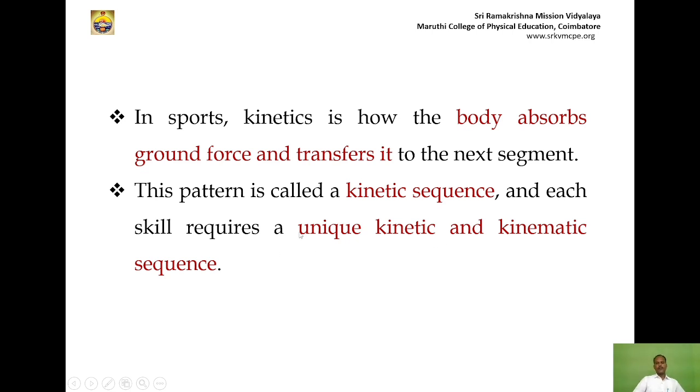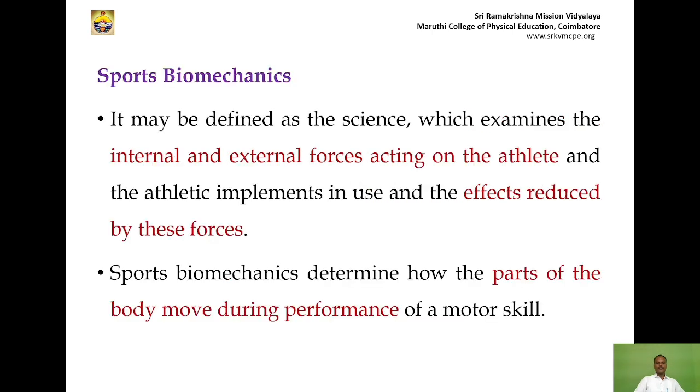So both are important, kinetic as well as kinematic. In kinetics we are discussing force and motion, and in kinematics we are discussing the geometry measurements we are taking here. So that is called kinetics and kinematics.